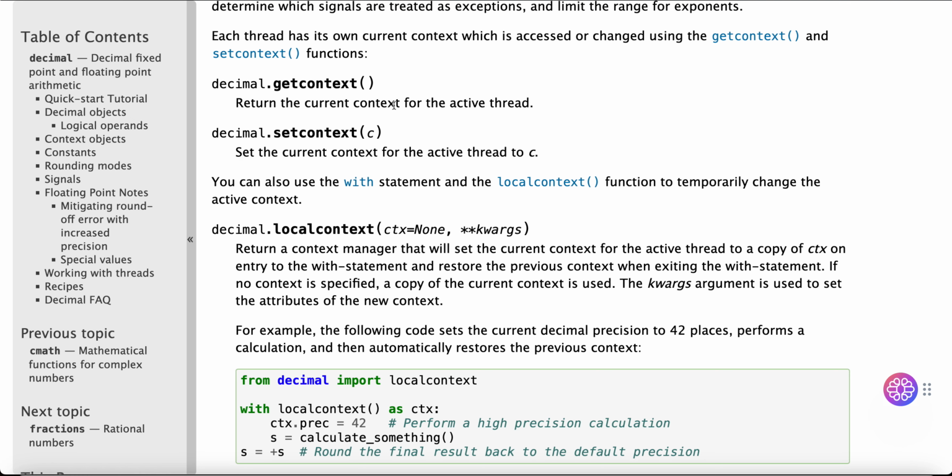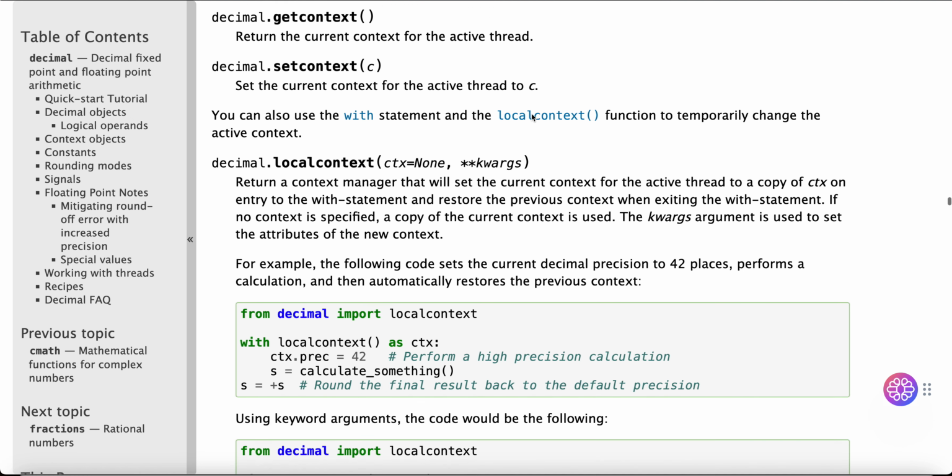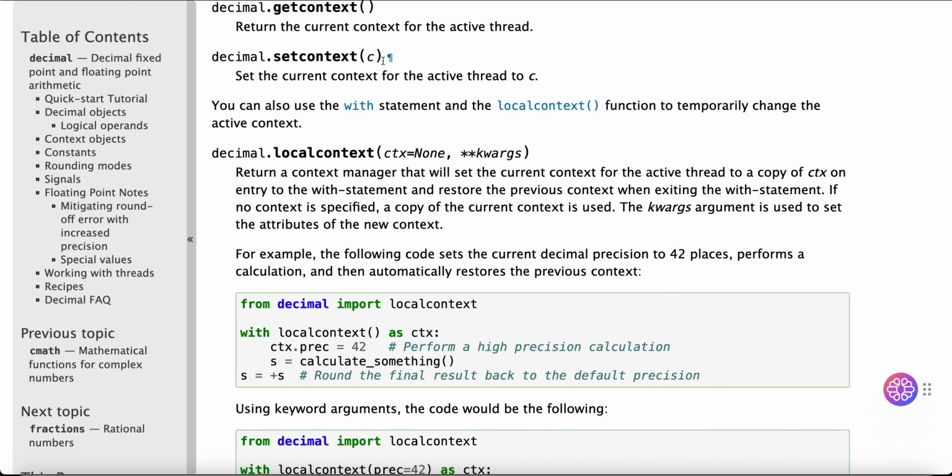decimal.getcontext returns the current context for the active thread. decimal.setcontext(c) sets the current context for the active thread to c. You can also use the with statement and the localcontext function to temporarily change the active context.